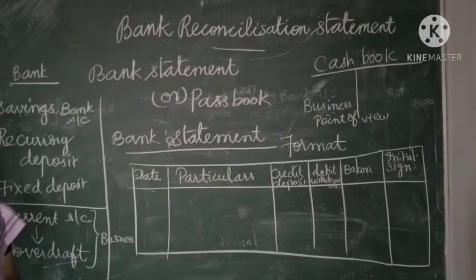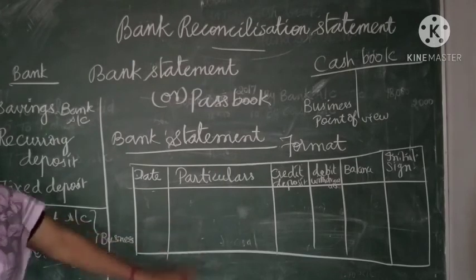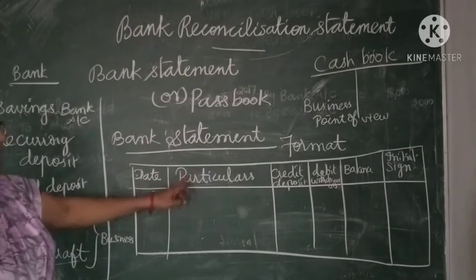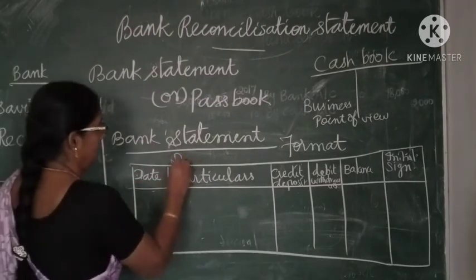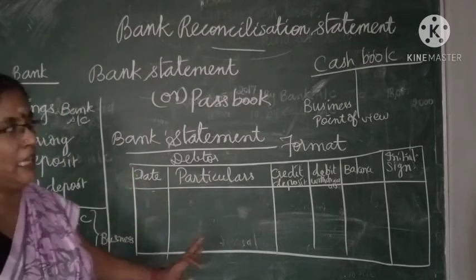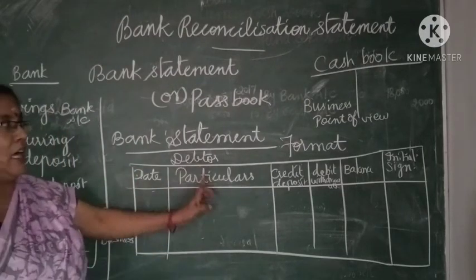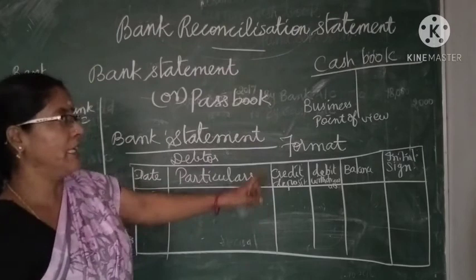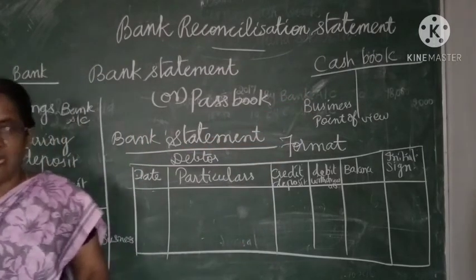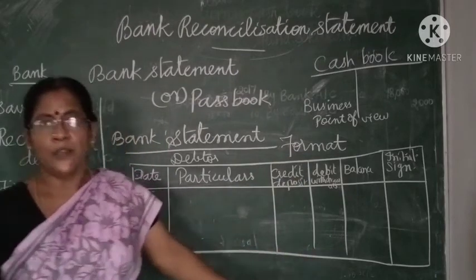As far as the bank is concerned, the bank is a debtor for the business, and the business unit is a creditor for the bank. So the bank is a debtor, and the business unit is a creditor for the bank. So that is this variation.